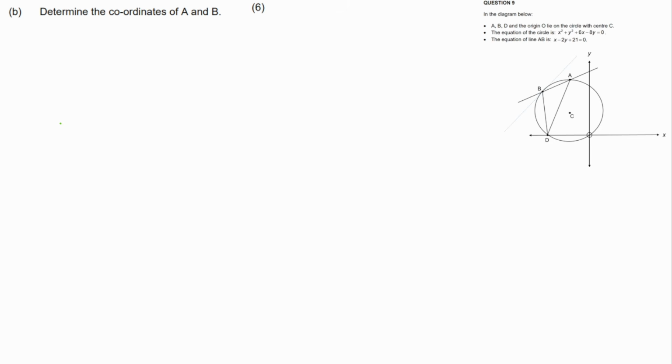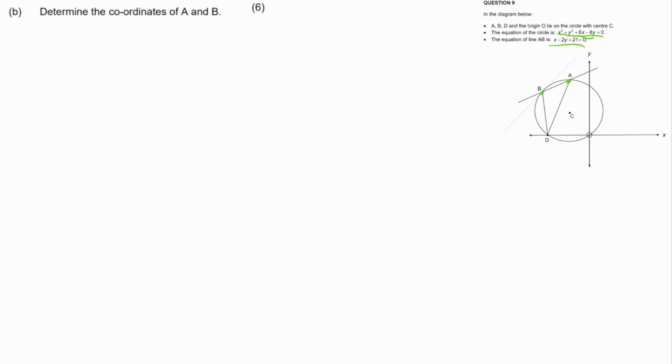Okay, so now, lo and behold, question B says determine the coordinates of A and B for 6 marks. So let's not panic. We just need to work out the coordinates of A and B. So what we do is we just set the two graphs equal to each other. Well, the two functions. So the two equations are given by this one above and this one below. So those are our two equations.